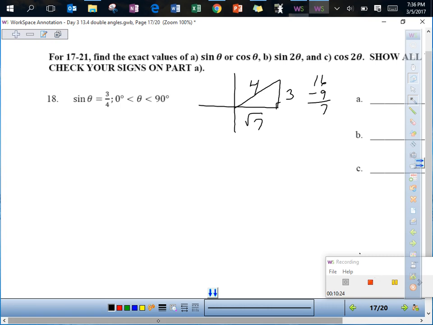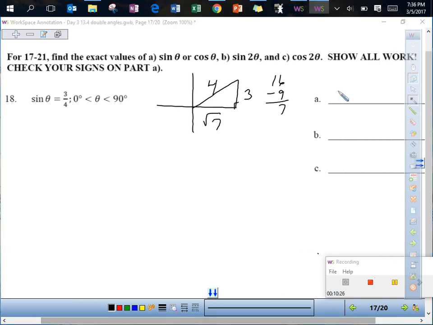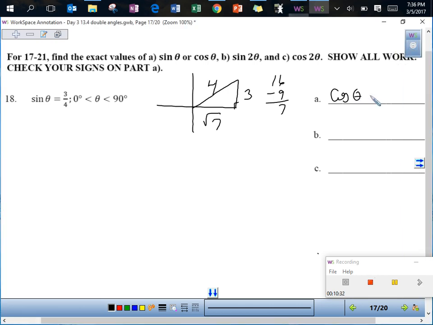Now, since we started off with the sine value, let's go get our cosine value real fast then. So it looks like cosine of theta is going to be radical 7 over 4. So I'm done with part A.